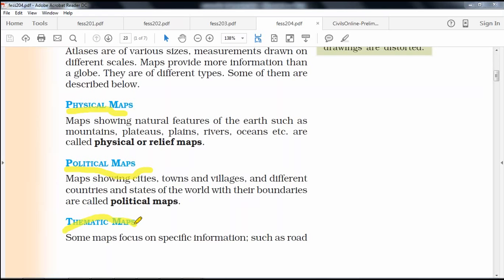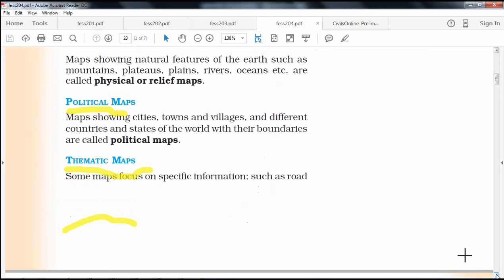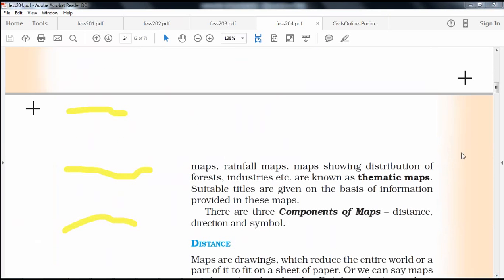Then we have thematic maps. Thematic maps, there's a theme which we want to look at. What kind of themes? Like particularly you want to see the rainfall of a particular place, or food crops that are produced in a particular place, such kind of things. So what kind of industries are located, what kind of forests are located, what are the soil types. Such thematic maps, colorful maps, we used to read. So these are called thematic maps. So based on the purpose, we can draw different kinds of maps.